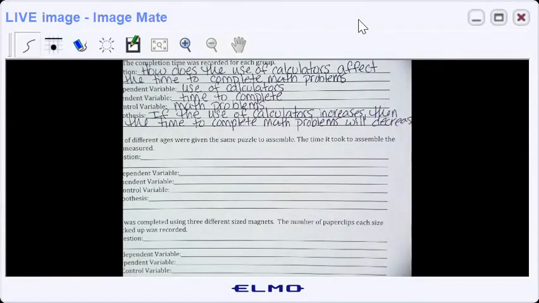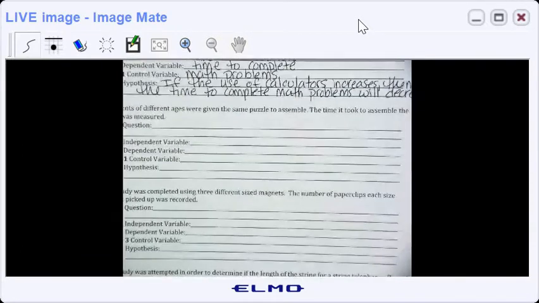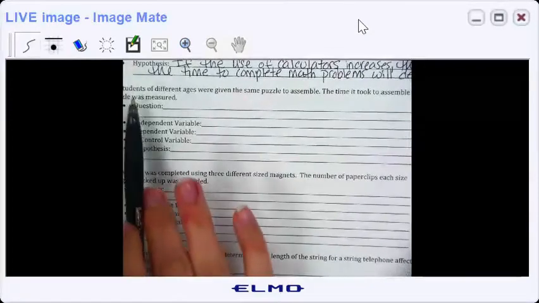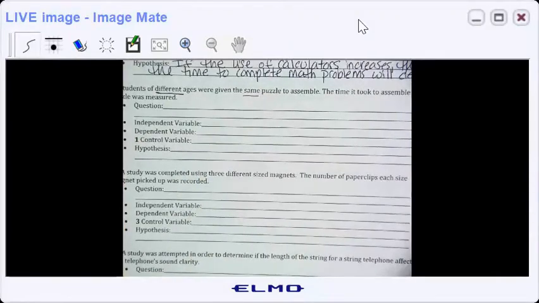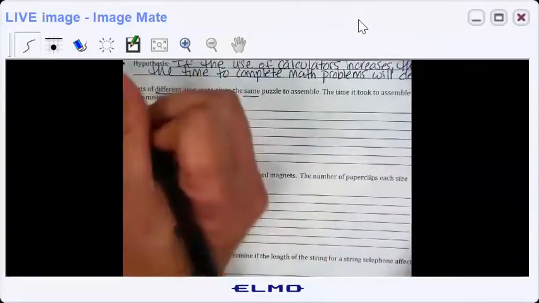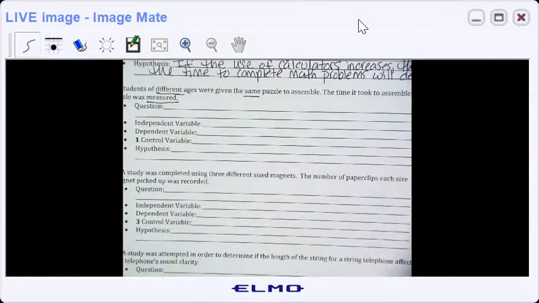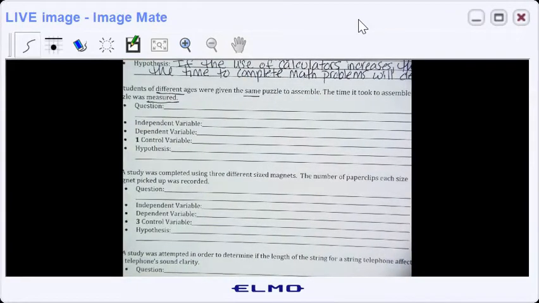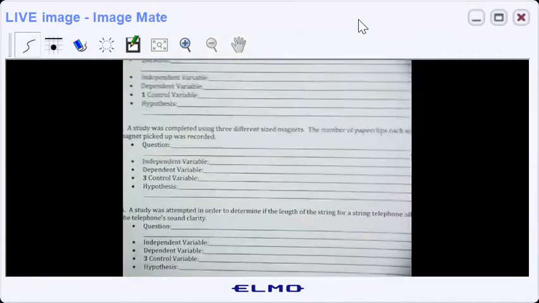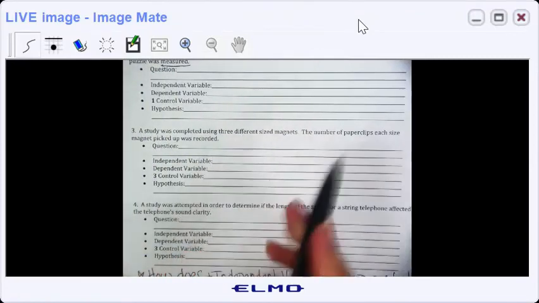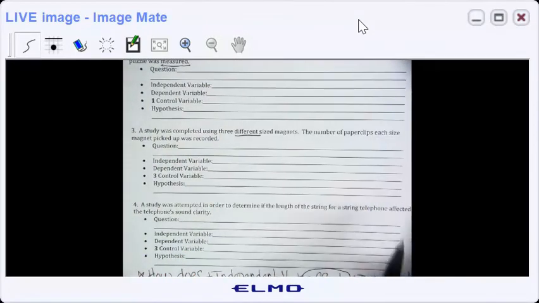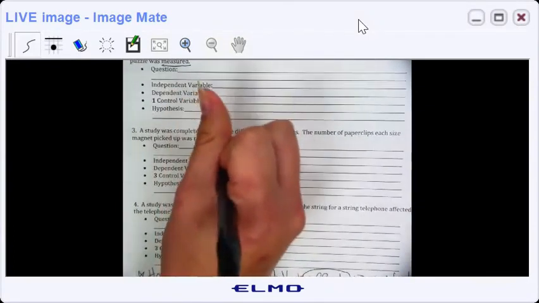For the next three of them, I'm going to give you guys some hints. I'm going to underline some things for you. So for number 2, it says students of different ages were given the same puzzle to assemble. The time it took to assemble the puzzle was measured. So if you get stuck, I would underline some of those key terms. For number 3, it says a study was completed using 3 different sized magnets. The number of paper clips each sized magnet picked up was recorded.